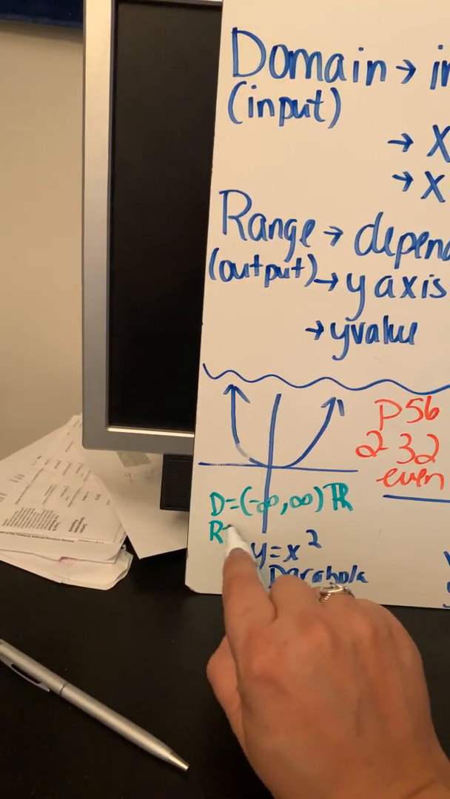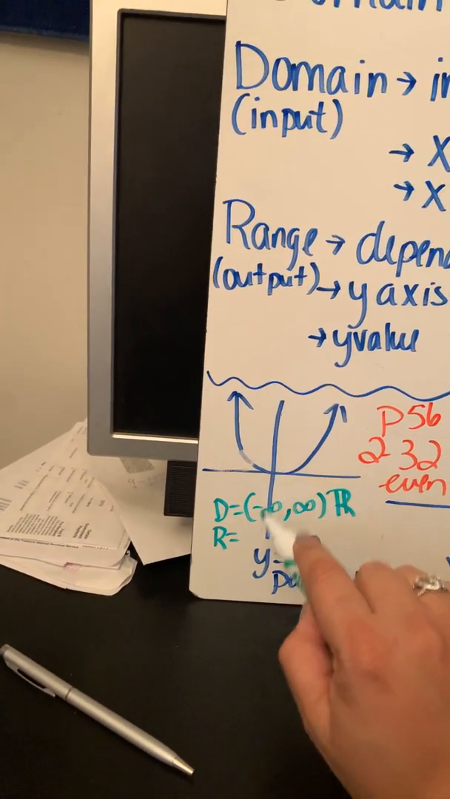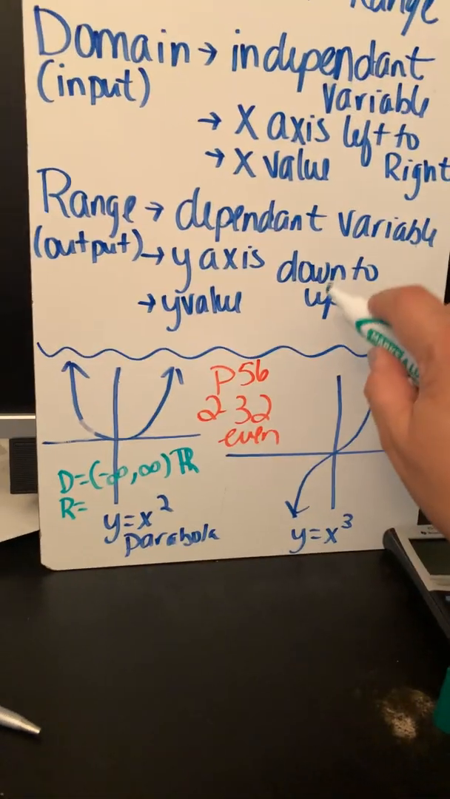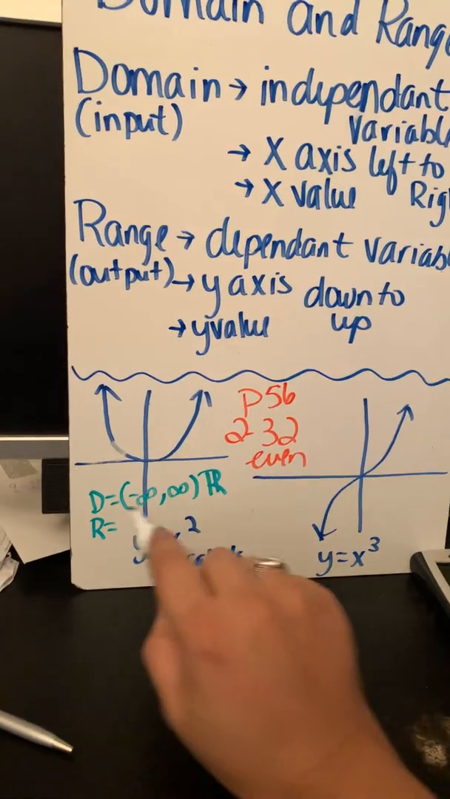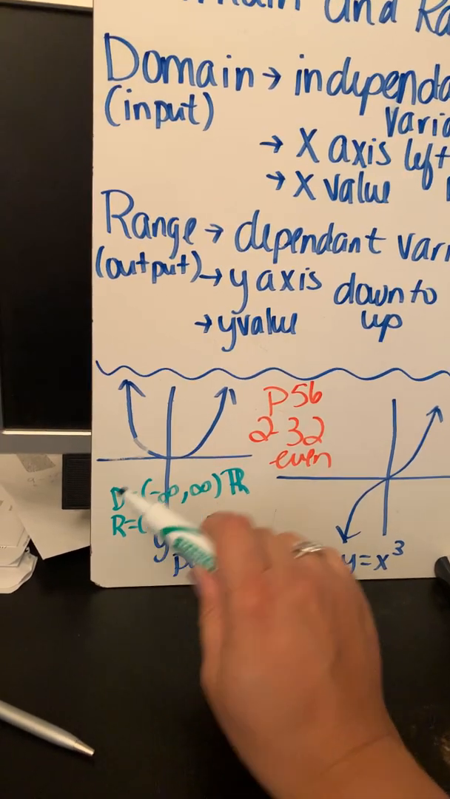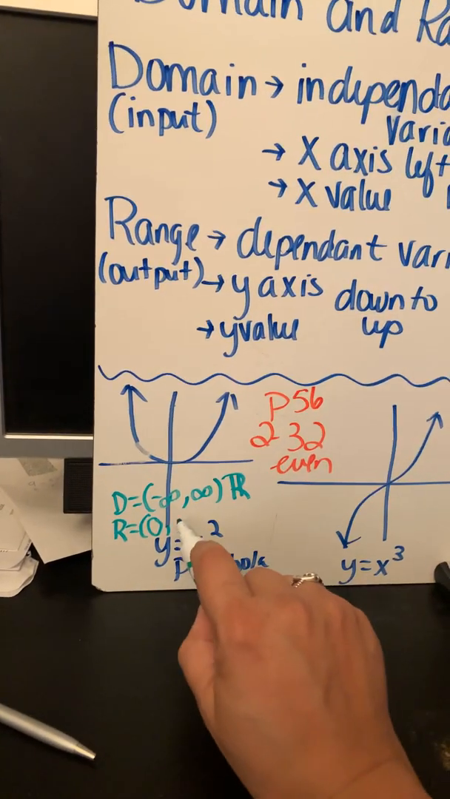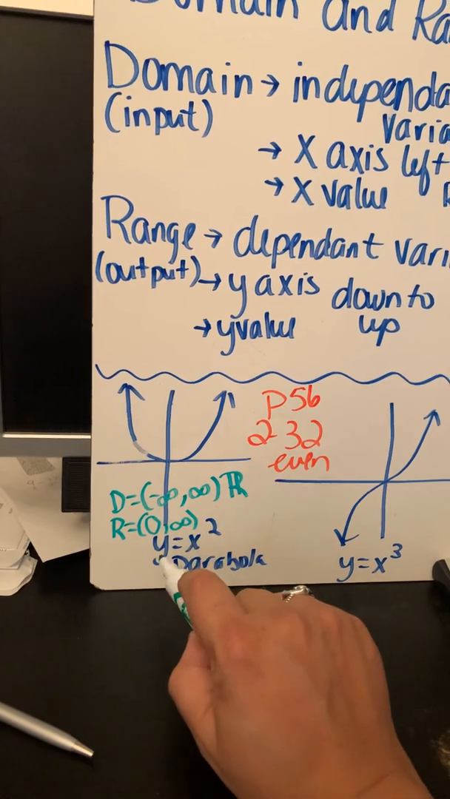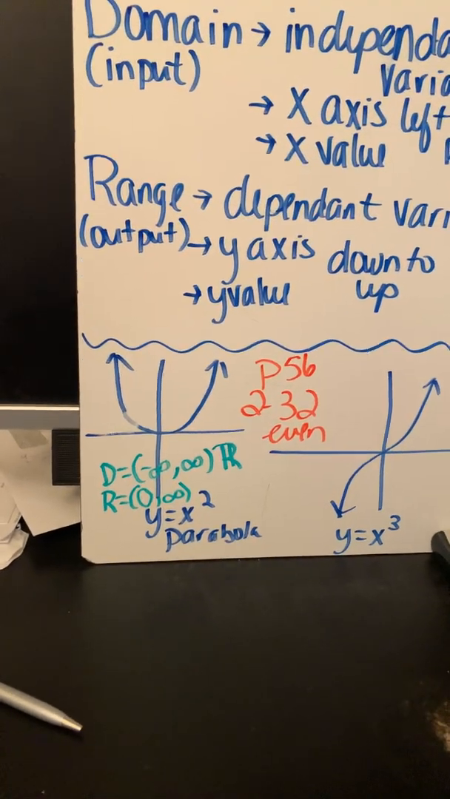Your range starts at 0, so we're going down to up on the range. The lowest point that it starts at is 0, and then it travels all the way up to infinity. So there's your domain and range.